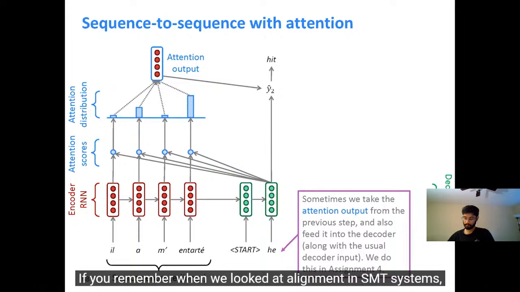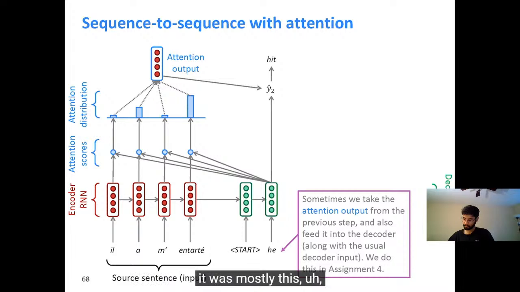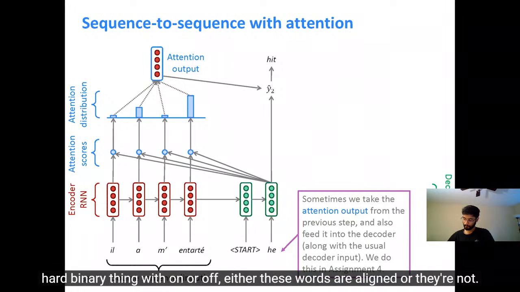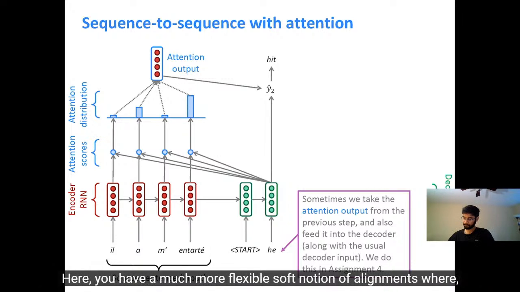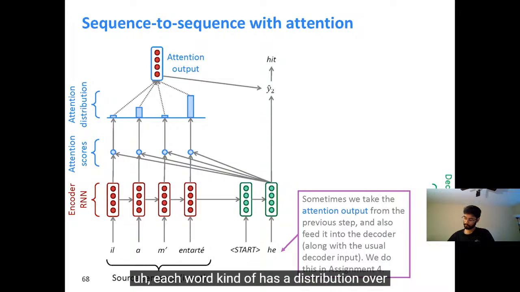If you remember when we looked at alignment in SMT systems, it was mostly this hard binary thing. It was on or off. Either these words are aligned or they're not. Here you have a much more flexible, soft notion of alignment, where each word kind of has a distribution over the corresponding words in the source sentence.